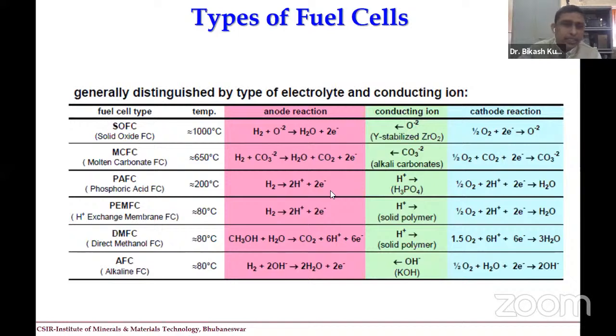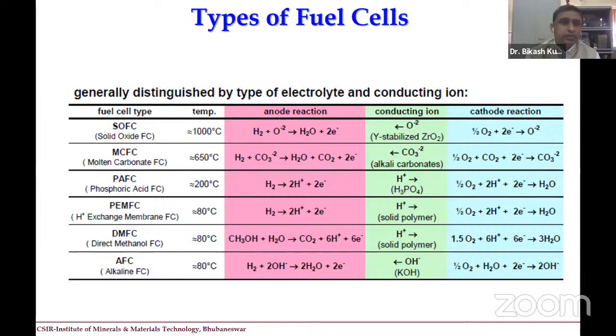You can see here solid oxide fuel cells, molten carbonate fuel cells, phosphoric acid based fuel cells, and polymer electrolyte membrane fuel cells, where hydrogen is a fuel and it works at acidic pH. There are also direct methanol fuel cells, where methanol is an alternative fuel, and alkaline fuel cells, where hydrogen is a fuel but it operates in alkaline media. So you can see there are so many fuel cells already developed, but their operating principles are different.